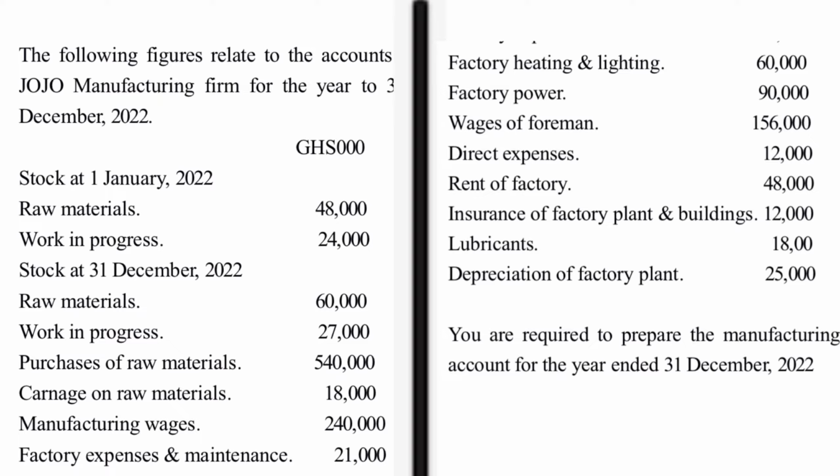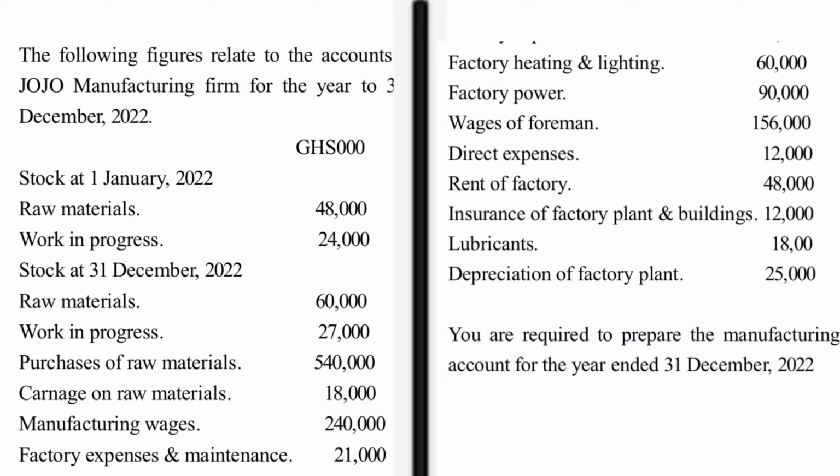Stock at 1st January 2022, we have raw materials of 48,000, work in progress 24,000. Stock at 31st December 2022, we have raw materials of 60,000, work in progress 27,000. Purchases of raw materials 540,000, carriage on raw materials we have 18,000. Manufacturing wages 240,000. Factory expense and maintenance 21,000. Factory heating and lighting 60,000 Ghana cedis. Factory power we have 90,000 Ghana cedis.